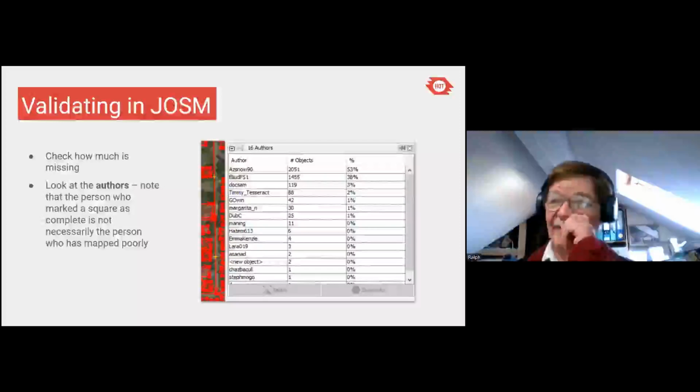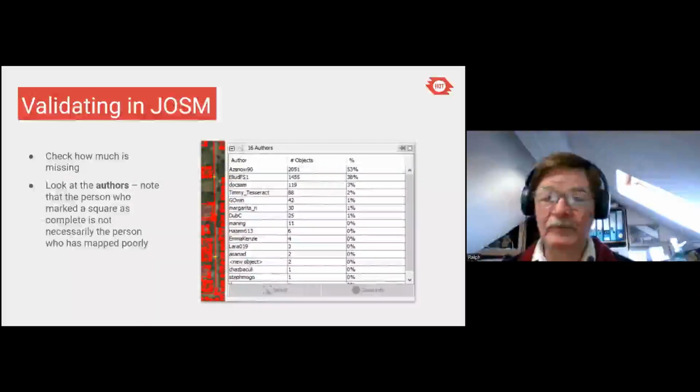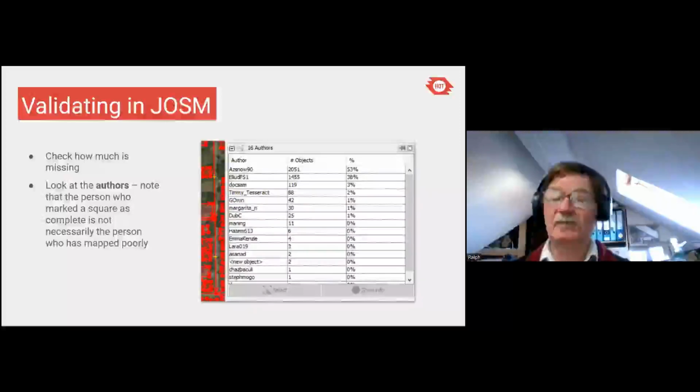Right, using the validator function, check how much is missing, and then look at the authors. Note that the person who marked a square as complete is not necessarily the person who mapped poorly. So first of all, the person who marked it complete is responsible for the task not being complete, so they should not have marked it as complete.